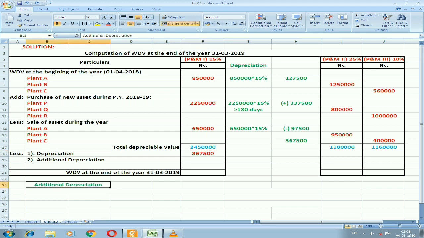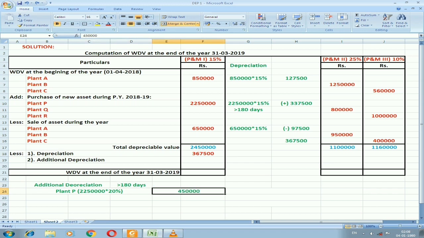So while finding out additional depreciation, remember one thing: it will be calculated only on the newly purchased asset. That newly purchased asset should be plant and machinery, and that plant and machinery should be used for manufacture or production activity in the business. So plant P is plant and machinery used for manufacturing activity, obviously. The plant P amount is 22,50,000.